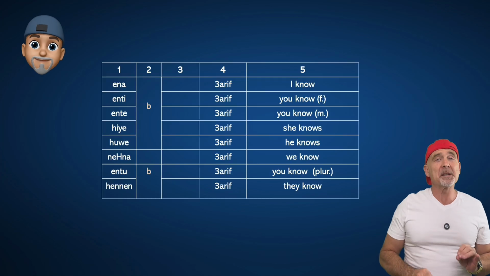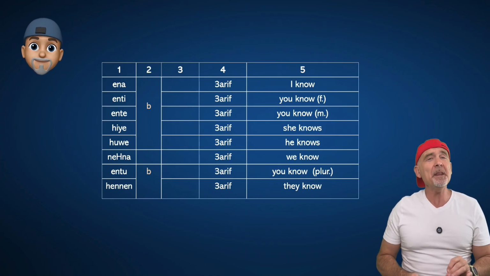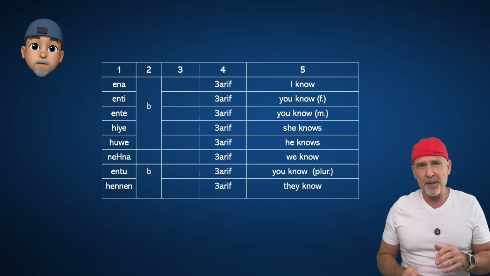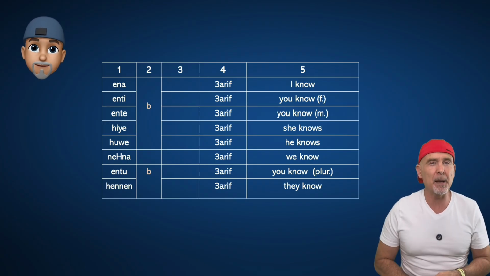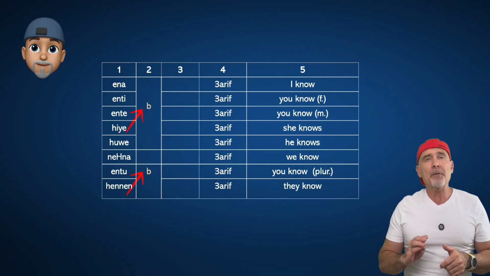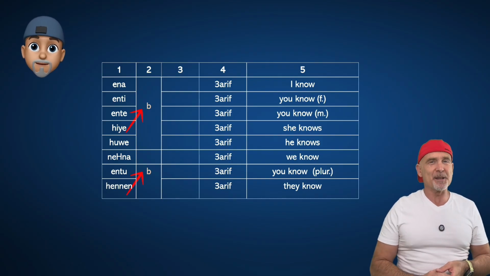Now, the main pattern to remember is this. In the habitual present tense, most verbs start with a b sound. This b tells your brain, hey, I'm in the present. The b goes in front of the verb. For this pattern, the b is the main present marker.